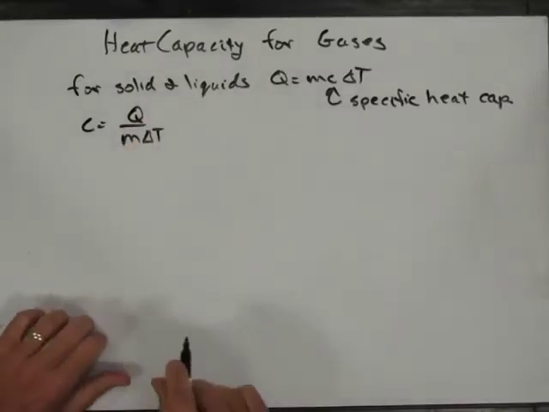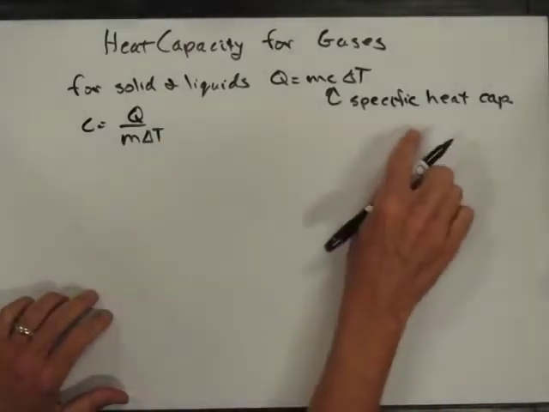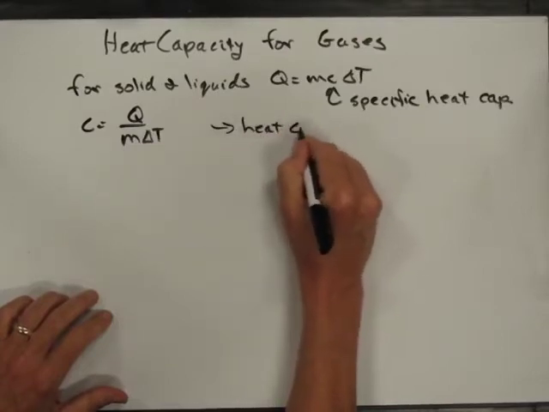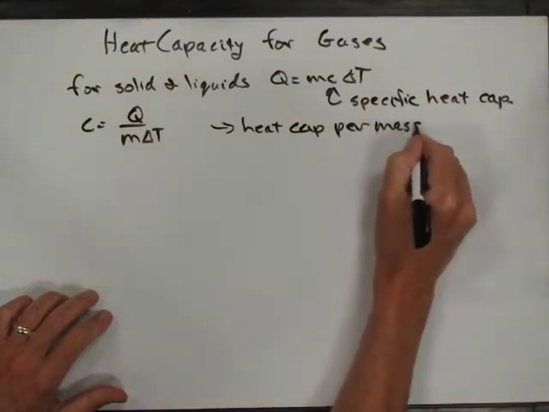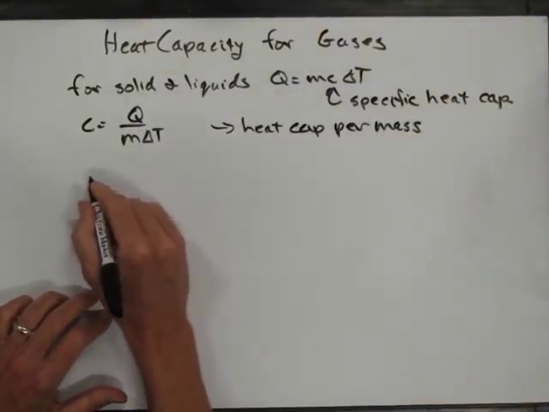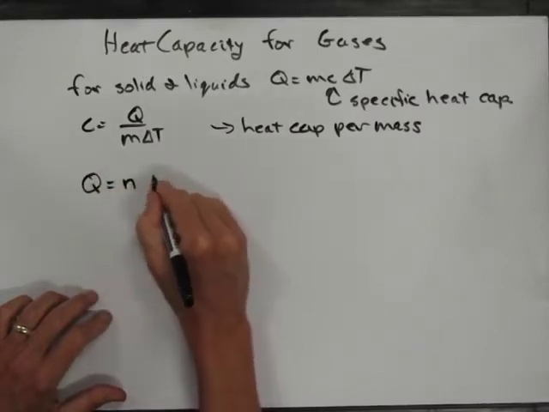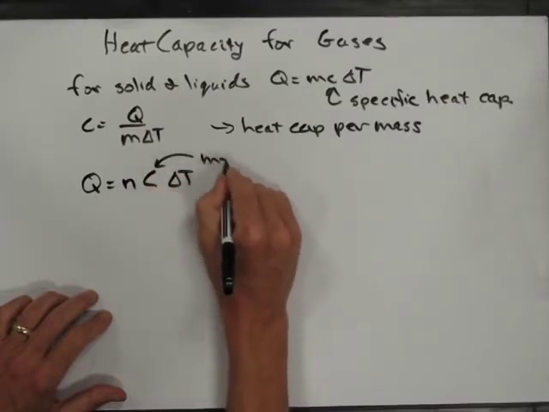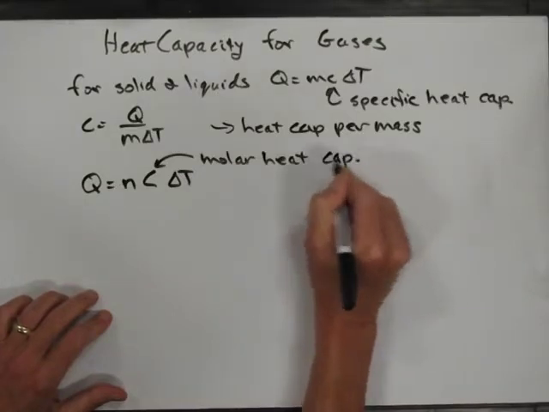If you recall, I said at that time sometimes you're interested in the molar heat capacity. So this is the heat capacity per mass. And so we can write that this way. We can say, look, Q is equal to the number of moles times the molar heat capacity times delta T.